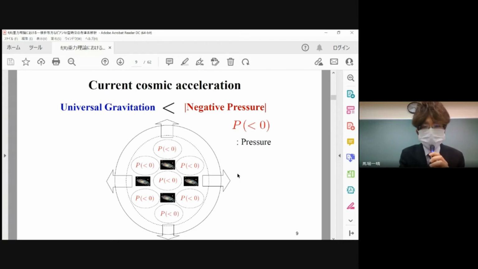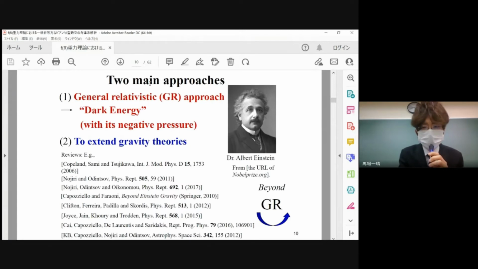This means that if the current cosmic acceleration is realized, then the dark energy with negative pressure, the strength of the negative pressure is stronger than the ordinary universal gravitations. There are two main approaches to explain the issue of dark energy. The first is the relativistic approach, namely, we introduce the dark energy with its negative pressure. Dark energy is unknown even now. The second is to extend the gravitational theories in large scales.